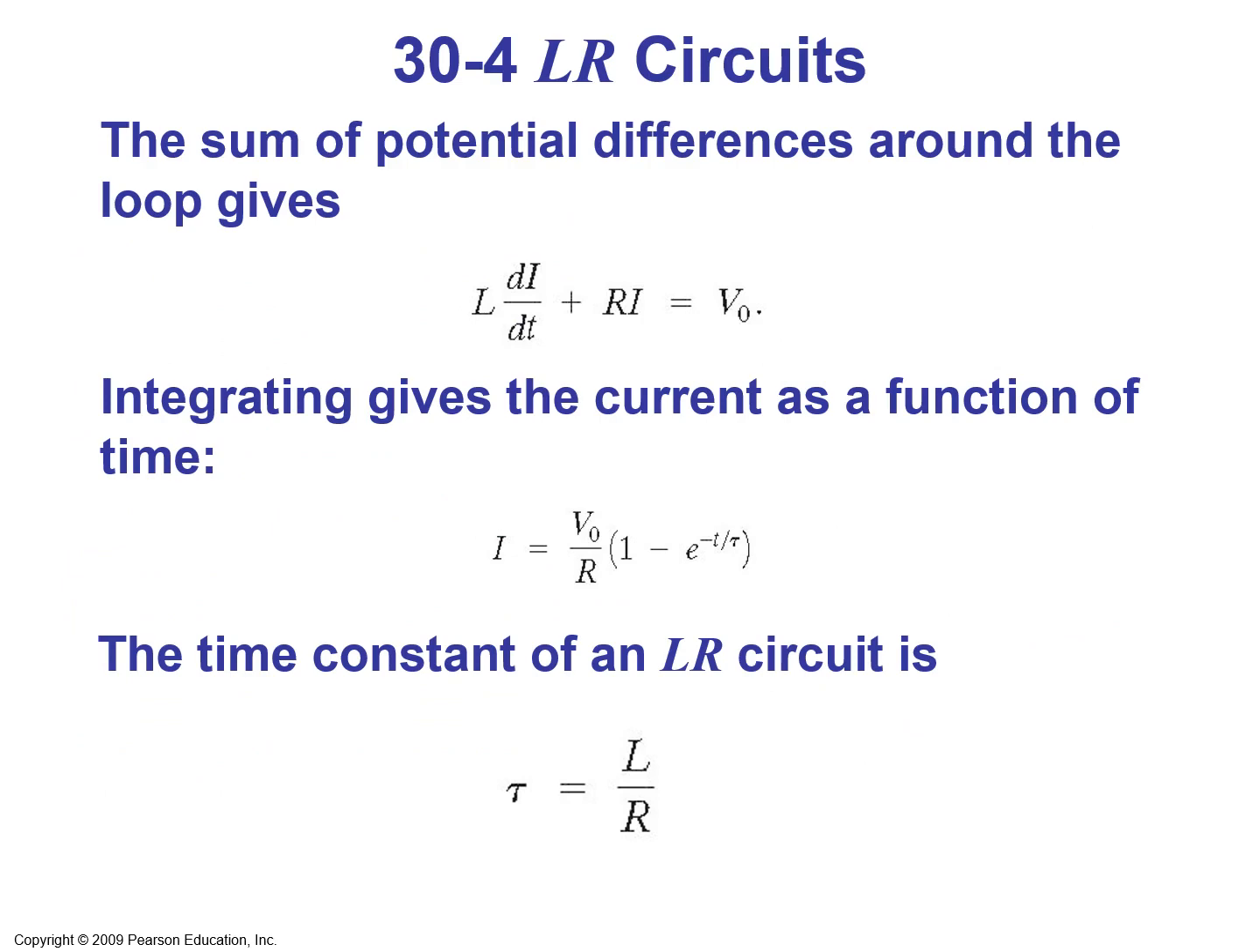So the sum of the potential differences around the loop gives L times di over dt, which is the EMF induced in the inductor, plus R times I, which is Ohm's law for the resistor, equal to V naught, the total voltage from the battery. Integrating gives the current as a function of time: I equals V naught divided by R multiplied by 1 minus exponential of minus t over tau. The time constant of an LR circuit is tau equals L divided by R.